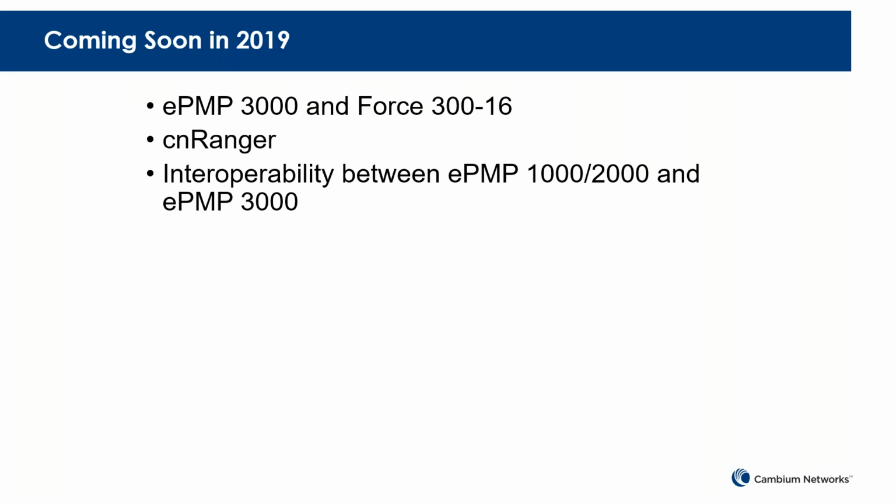So what you'll be able to do, for example, is plop down an ePMP 3000 access point onto an existing network and then look at the network performance with existing subscriber modules.